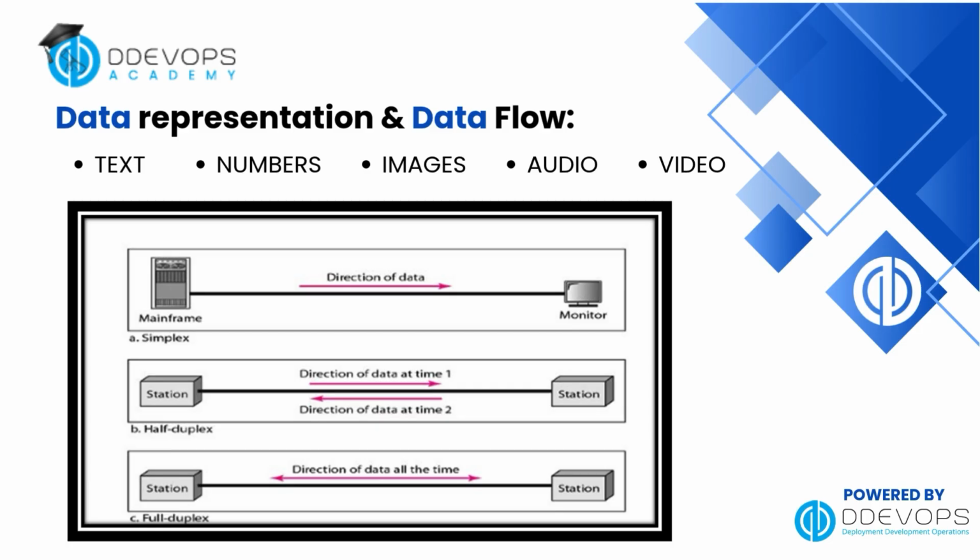Now, let's look at data flow. It shows how data moves between devices. In simplex, data moves in one direction only. In half duplex, it moves both ways but one at a time. And in full duplex, data flows in both directions at the same time.